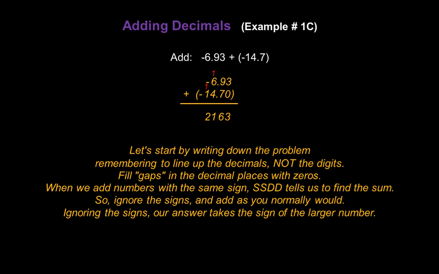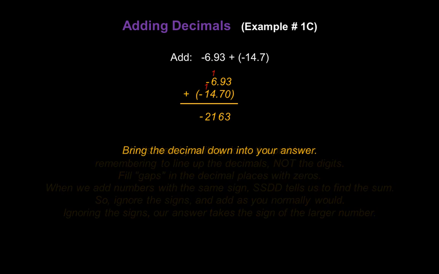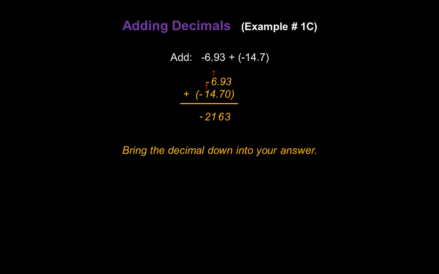Now, ignoring the signs, our answer is going to take the sign of the larger number. So which number is larger, 14.7 if you ignore the sign, or 6.93? Obviously 14.7 is a bigger number, so our answer is going to end up taking that sign and be a negative answer. Now bring the decimal down into your answer as well, just like that. And negative 6.93 plus negative 14.7 is negative 21.63.